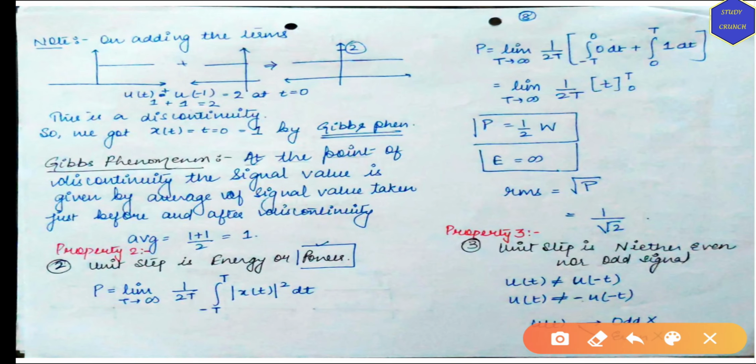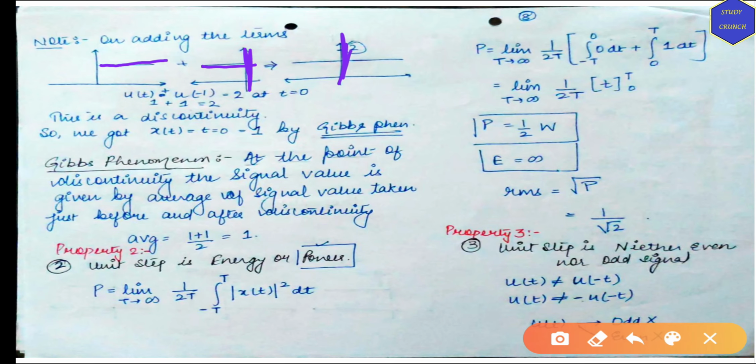On adding these two, at 0 there will be 2. The magnitude becomes 2 because we have u of t and u of minus t. So at 0, we'll have a value that is 1 plus 1. This is known as the Gibbs phenomenon, which is a discontinuity in the signal. The Gibbs phenomenon states that at a point of discontinuity, the signal value is given by the average of signal values taken just before and after the discontinuity. So we'll be taking 1, the average.